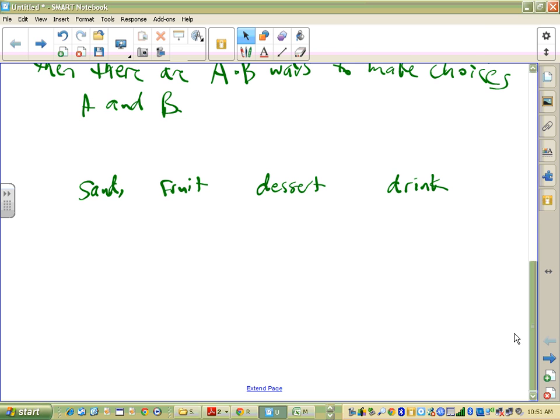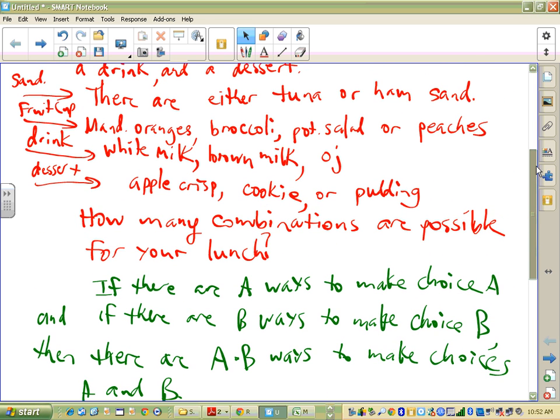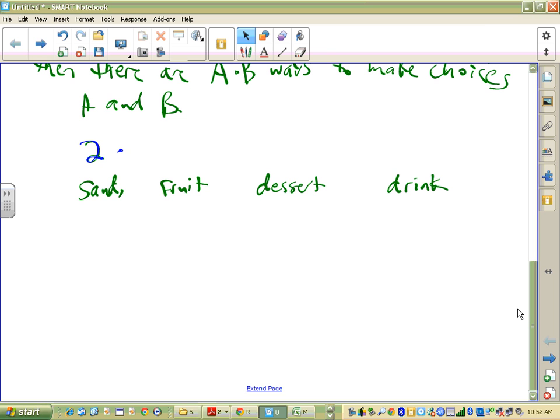So how many choices are there for the sandwich? Two. So we have two possible choices for the sandwich. Remember, the counting principle says we're going to multiply here. Well, let's go to the fruit cup. The fruit cup, we've got either mandarin oranges or broccoli or potato salad or peaches. How many choices do we have for our fruit cup? We got 4 choices. So we're going to multiply the number of choices for the sandwich by the number of choices for the fruit cup by the number of choices for our dessert.